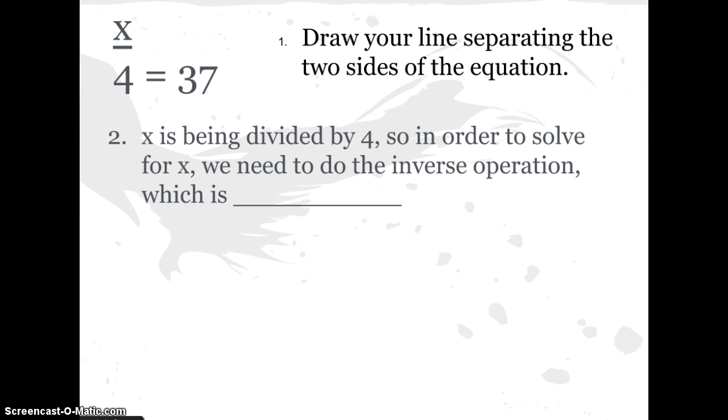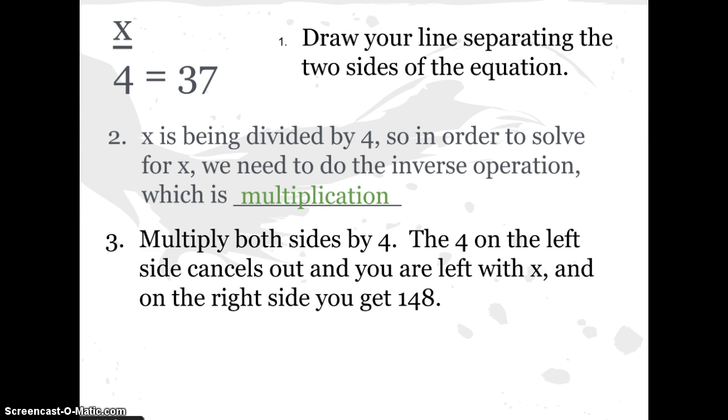Now, x is being divided by 4, so in order to solve for x, we need to do the inverse operation, which is multiplication. So we're going to multiply both sides by 4. When we divided x by 4 and now we're multiplying it by 4, those two cancel out. So on the left side of your equation, all you're left with is x. And on the right side, when I multiply 37 times 4, I get 148.